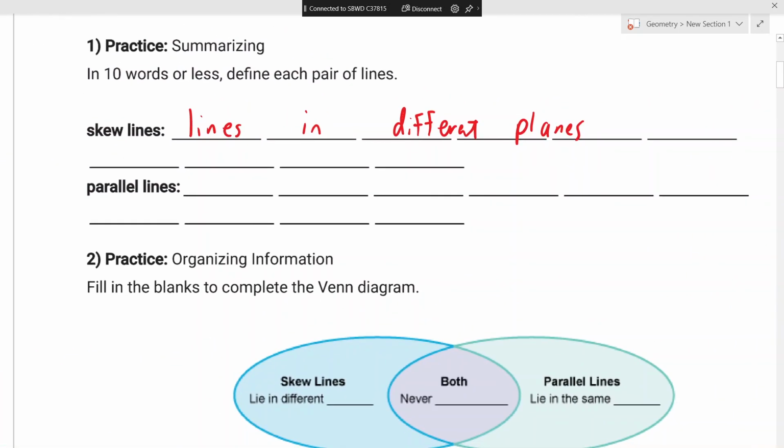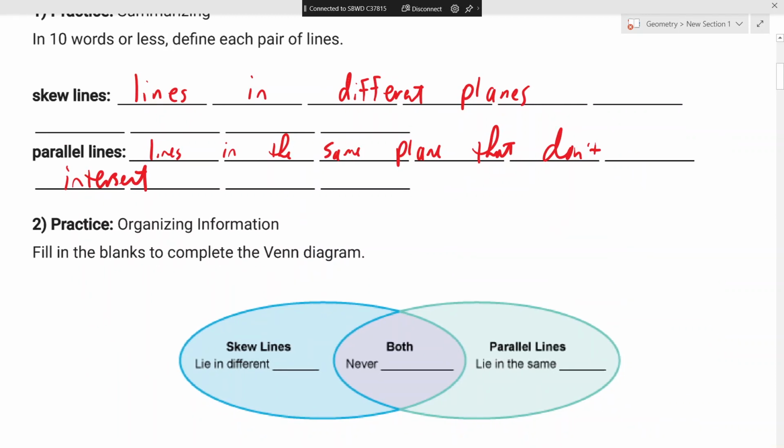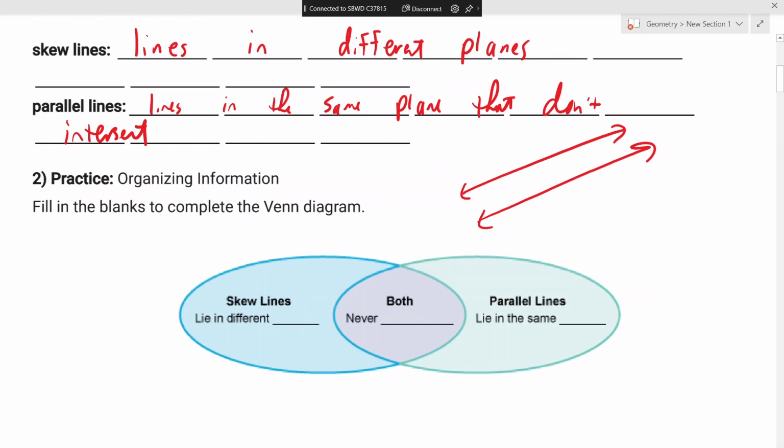All right. Parallel lines. Lines in the same plane that don't intersect. Cool. That means they go in the same direction. They look like this. Well, those don't intersect, but you get mine. Okay, like that. That's parallel lines. Okay?